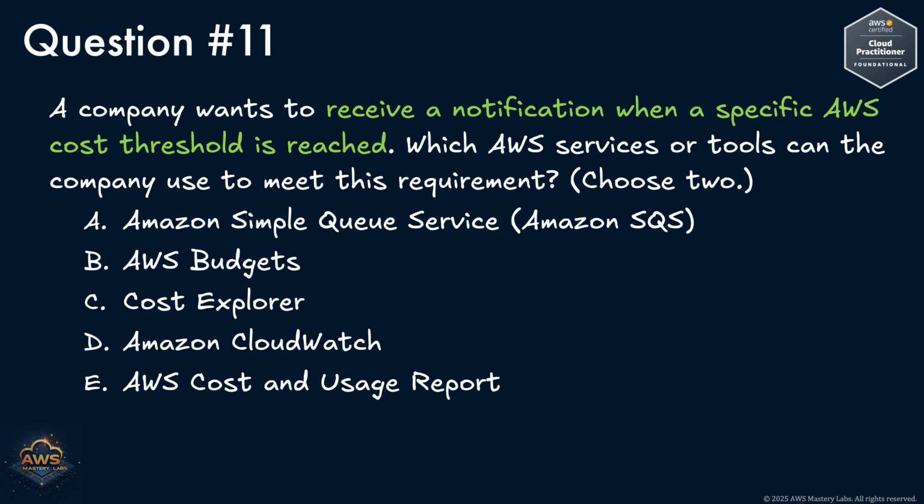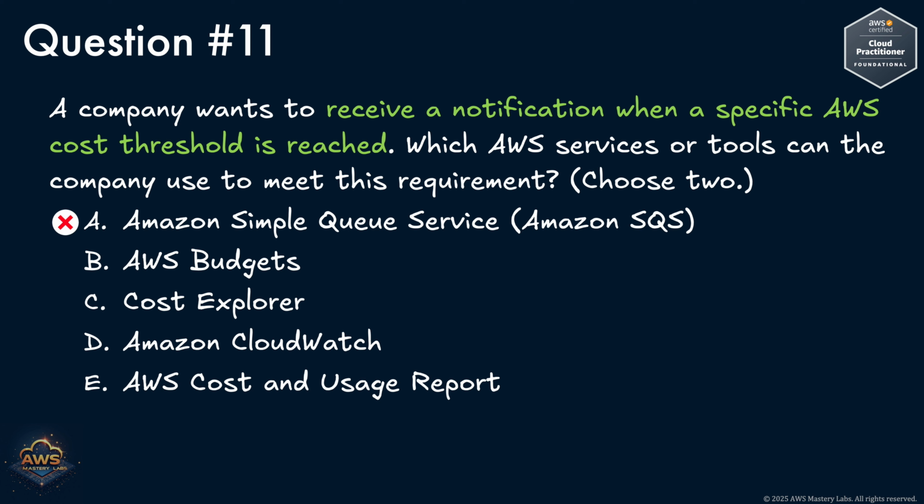This immediately signals two things. First, we need a service that monitors costs. Second, it must trigger a notification when a condition is met. We are not being asked to analyze or optimize costs. The focus is detection and alerting based on cost limits.